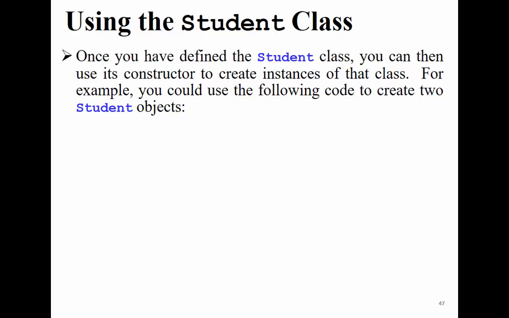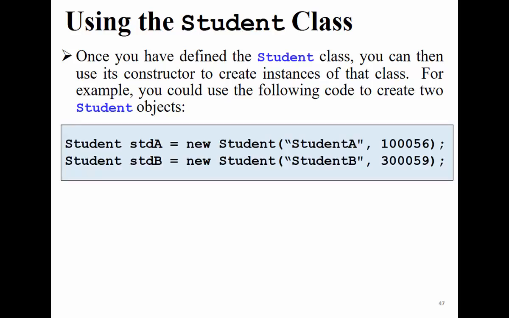You can use the Student class by creating an object. As you can see here on this slide, we use Student like a data type, just like double. Student is now the leftmost part, which is the type of the variable. What's the name of the variable? stdA. So the type now is Student.